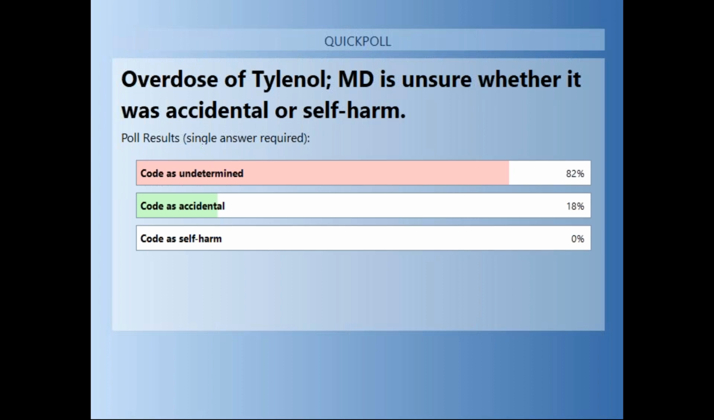Okay, so remember that if the physician is not sure, and he documents that he is not sure whether it's accidental or self-harm, it codes as undetermined. So the correct answer on this one is the first one. It would only be accidental if he didn't document the intent. All right, thank you, Kathy.